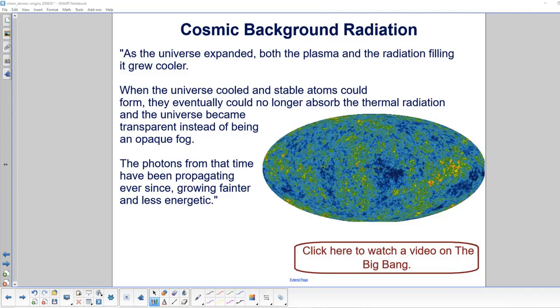As the universe expanded, both the plasma and the radiation filling it grew cooler. When the universe cooled and stable atoms could form, they eventually could no longer absorb the thermal radiation, and the universe became transparent instead of being an opaque fog. The photons from that time have been propagating ever since, growing fainter and less energetic. And a nice video on the Big Bang can be found here.